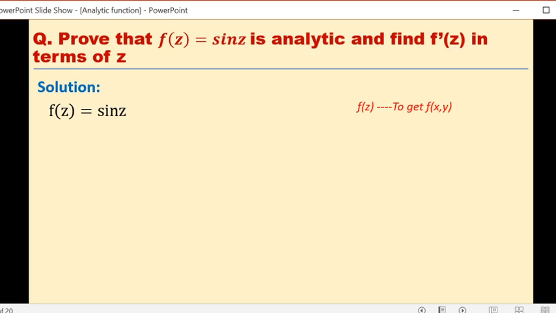Shubham, the function is equal, but which function? When we are talking about a complex function, there are three functions involved. One is f of z, that is the whole function, one is its real part, that is u, and one is its imaginary part, v. So we are talking about three functions. Which function are you talking about here?